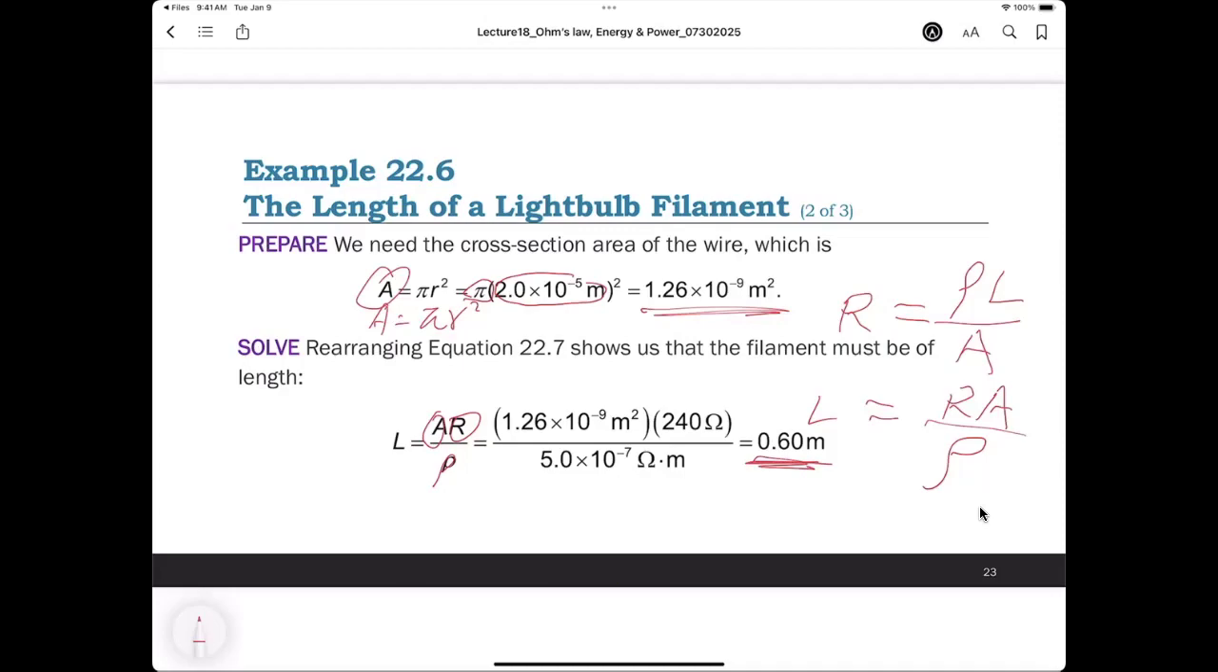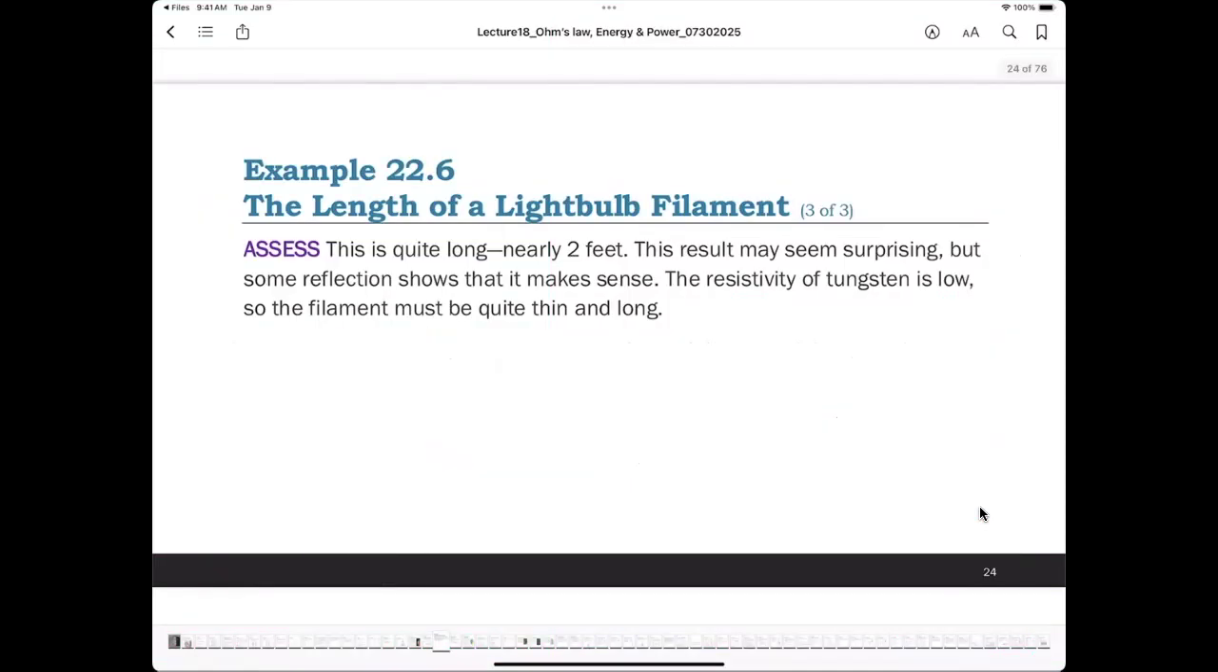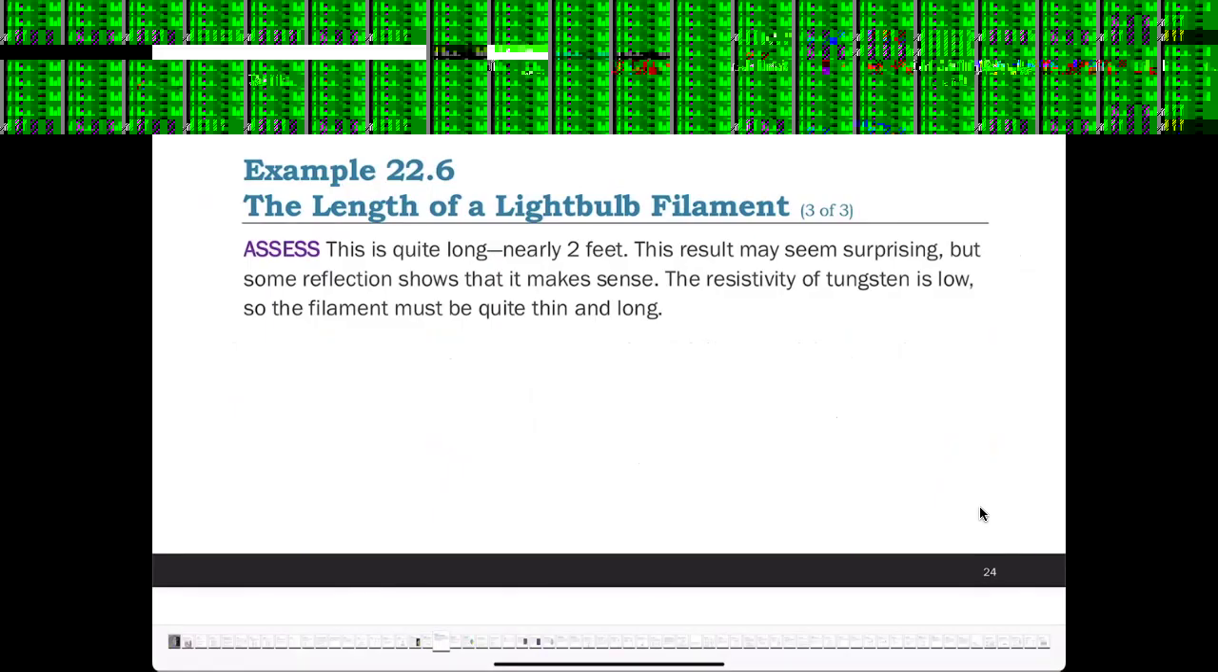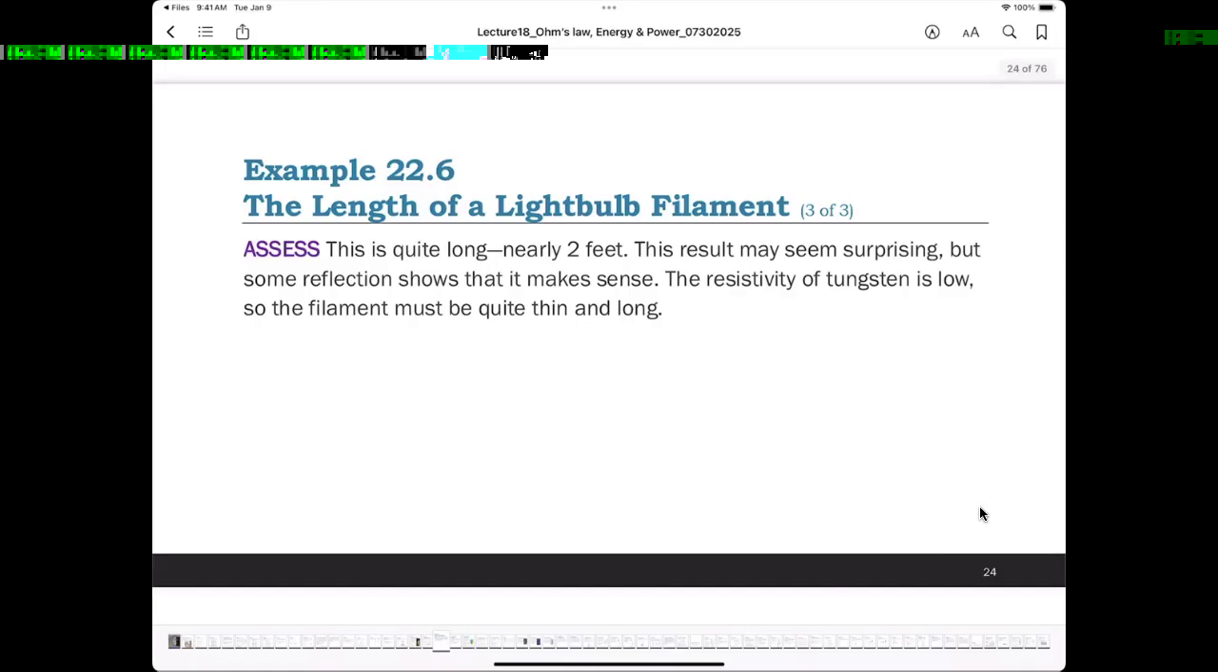This is 0.6 meter. This is quite long, nearly 2 feet. This result may seem surprising, but some reflection shows that it makes sense. The resistivity of tungsten is low, so the filament must be quite thin and long. You can see in the bulb, the tungsten is like a coil. If you extend it and measure it, it is nearly 2 feet. Maybe you can measure it one day.